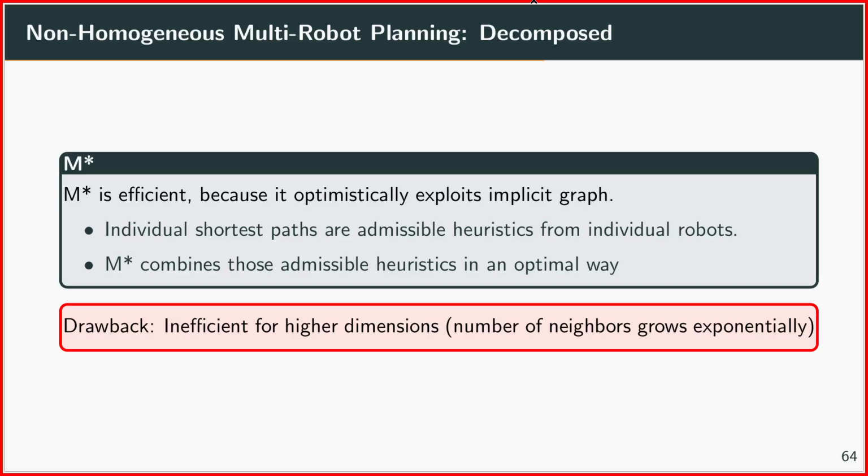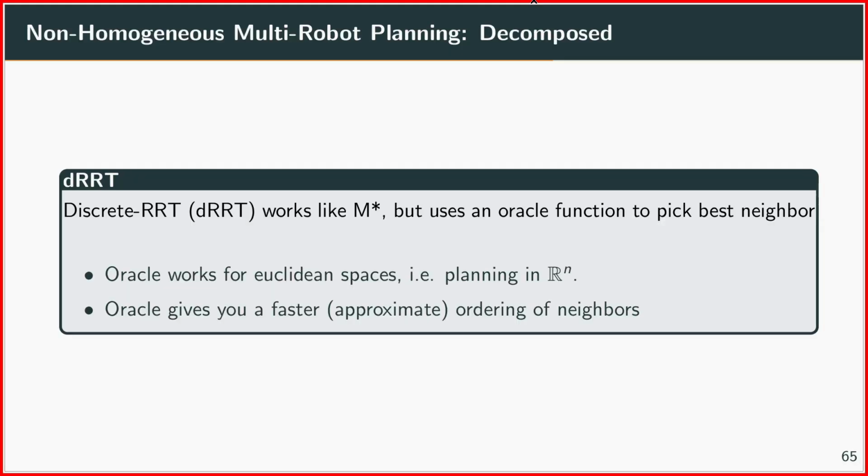And one of the big drawbacks, however, is that it's pretty inefficient for high-dimensional spaces because the number of neighbors grows exponentially, and then you compute shortest paths for each of them, need to compute the best cost to go, and so this is all pretty computationally expensive. And that issue here was really the motivation for the DRT planner and the DRT star planner.